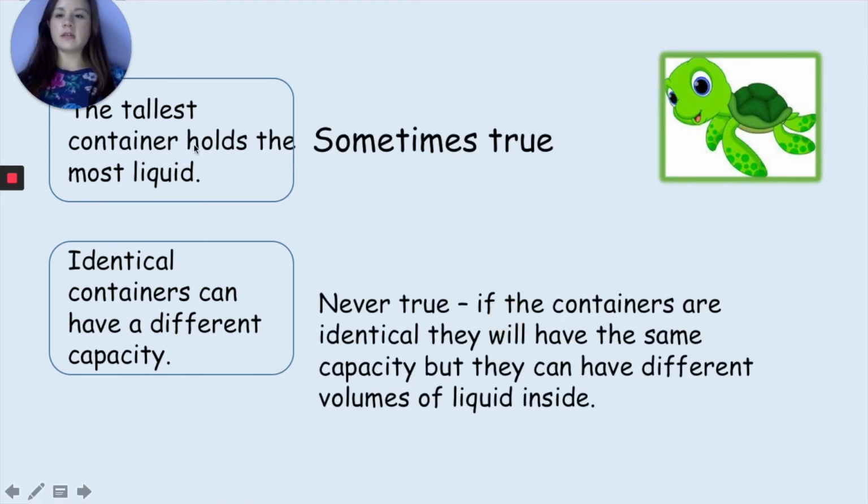The answers are: the tallest container holds the most liquid. That can be sometimes true, but just because something is tall doesn't mean that it will have more capacity than something that is wide. Identical containers can have a different capacity. That is never true. If the containers are the same, they will have the same capacity, so they can fit the same amount of liquid inside them. But they can have different volumes of liquid inside. That means you can put the same amount in, but the two containers that are the same might have different amounts put in them. Maybe you put more in one container than the other.